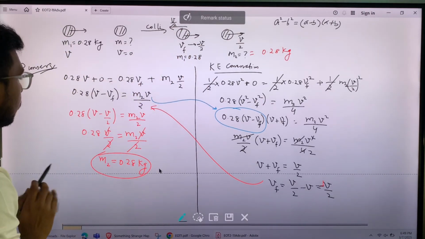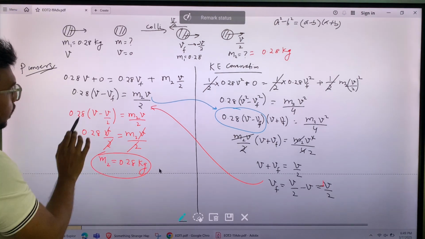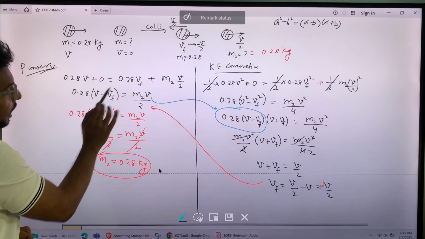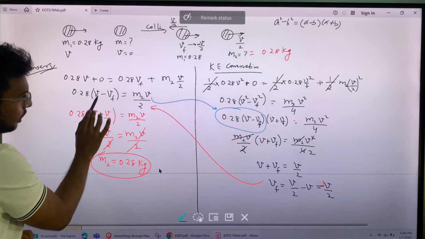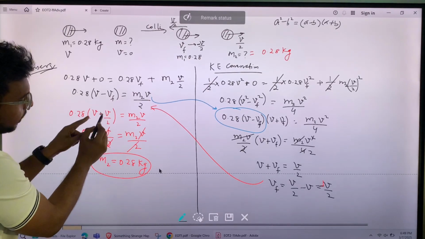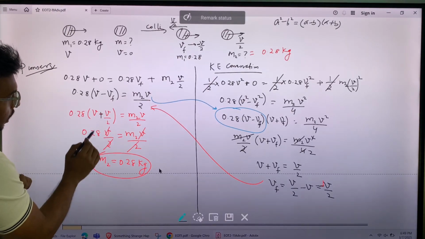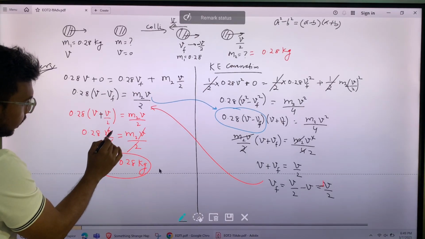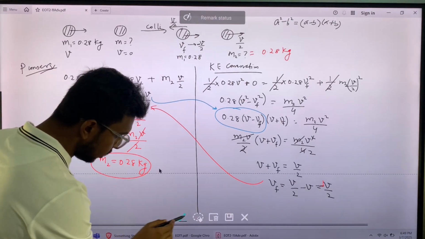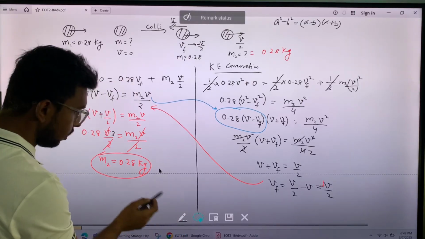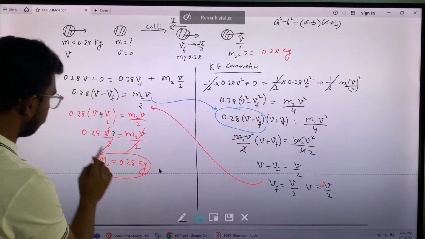And if that is the scenario, I can place Vf is equal to minus v by 2. So it becomes v minus (minus v by 2). That means plus, because Vf is minus v by 2, so minus will become plus. And this will make it 3 v by 2. Okay, let's correct it.